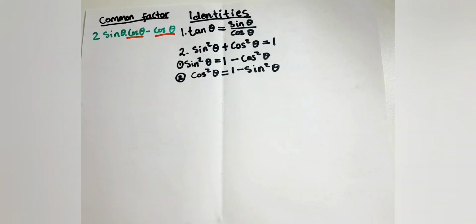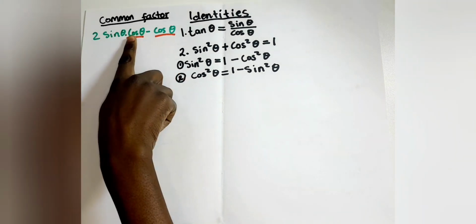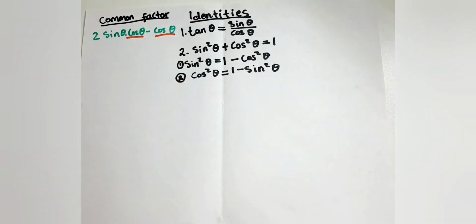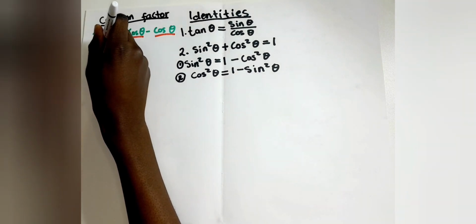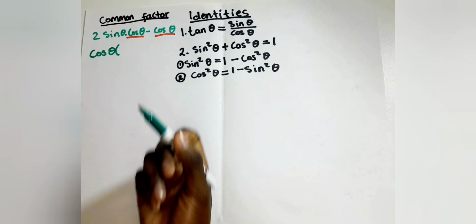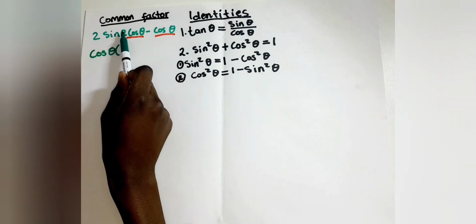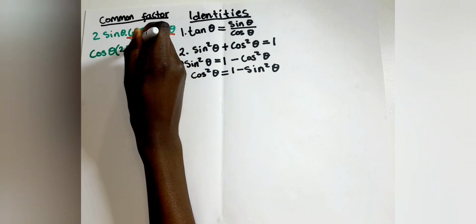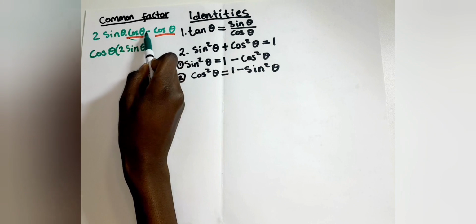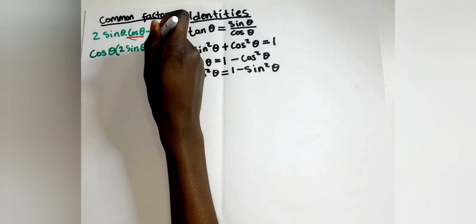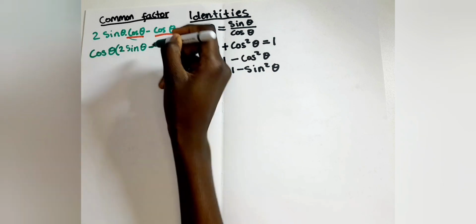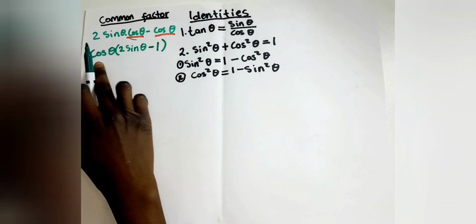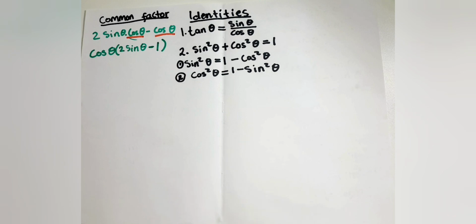What does this tell us? It tells us that cos theta is common to both terms. So what you will do is write cos theta, open bracket. To get 2 sin theta, we must multiply the cos theta by 2 sin theta. Don't forget the sign, so it's a negative, and to get cos theta again we should multiply by 1, and now you have factorized.